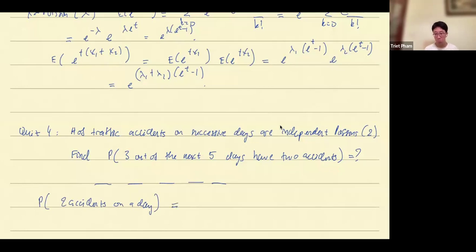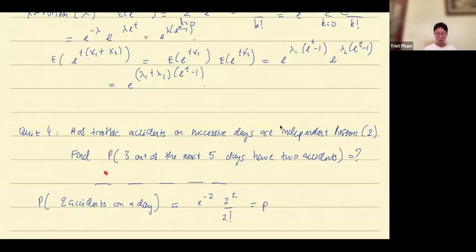And that will be what? Since it's Poisson 2, it's e to the minus 2, 2 squared over 2 factorial. So that's the probability of 2 accidents on a day. Let's call it P. It's a number.